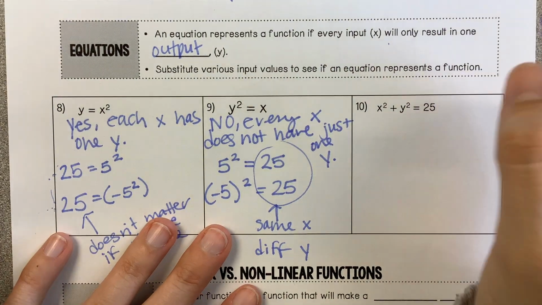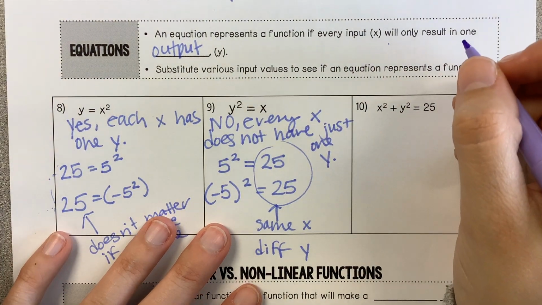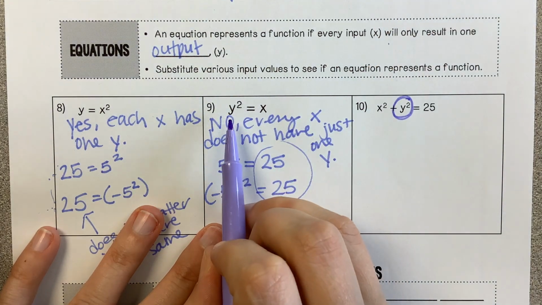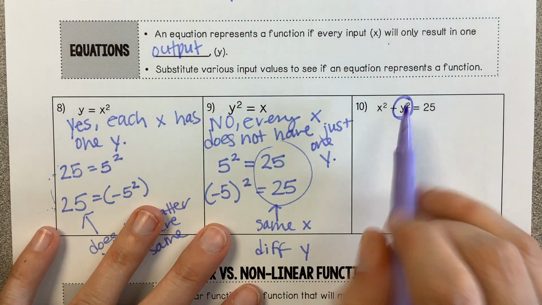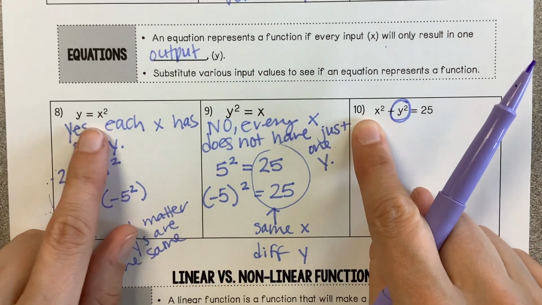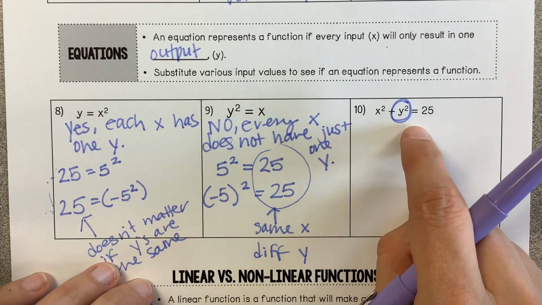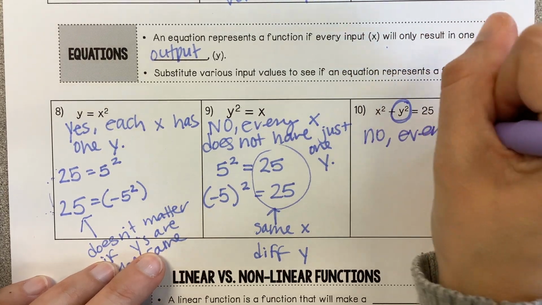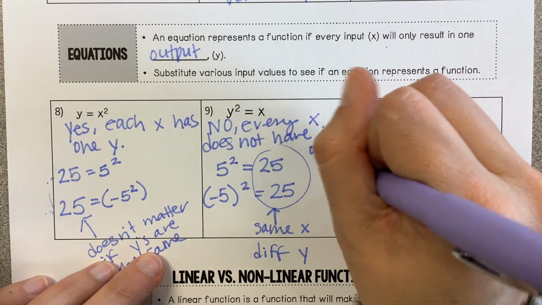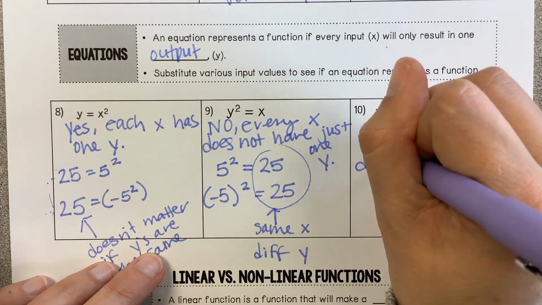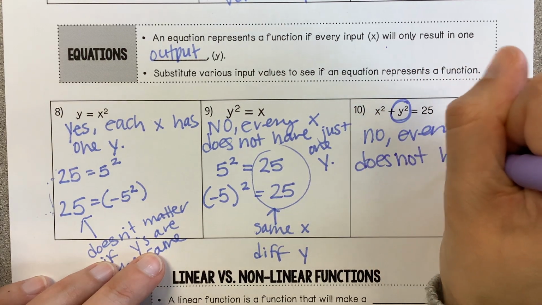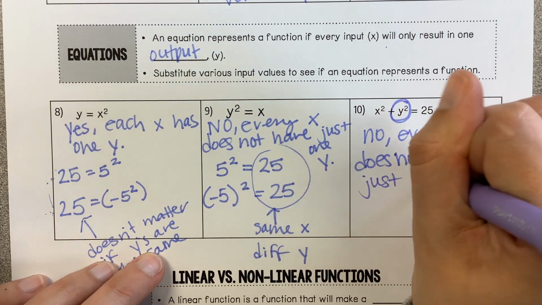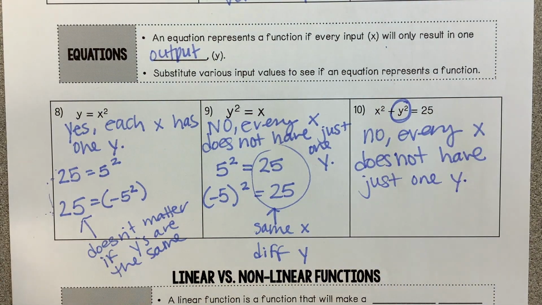And then number 10, we've got x squared plus y squared equals 25. So again, since we've got this y squared just like we did over there, I know it's not going to work. If it was just y, it would be fine because our x squareds worked out, but that y squared tells me no, every x does not have just one y.